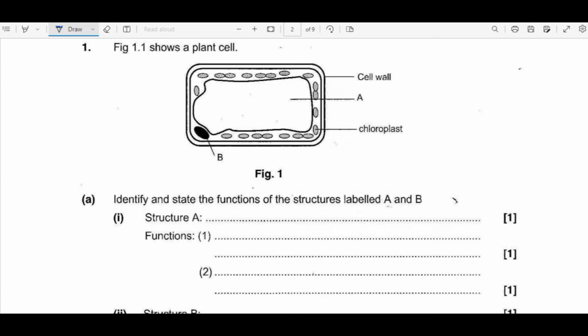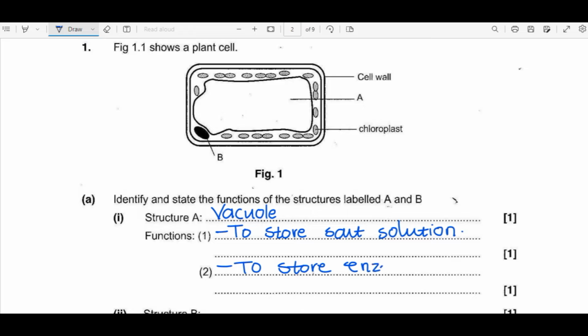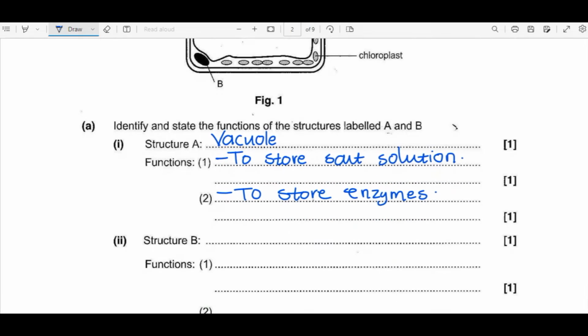So structure A, this is just a vacuole. Then we have to give two functions of the vacuole. The first one, we can say to store salt solution. Then the second, we can also say to store enzymes. Then there are so many functions associated with this part.